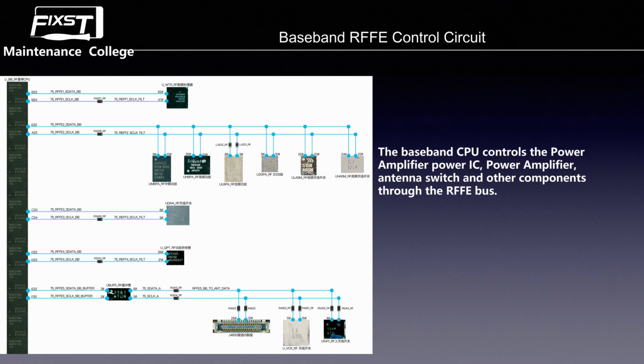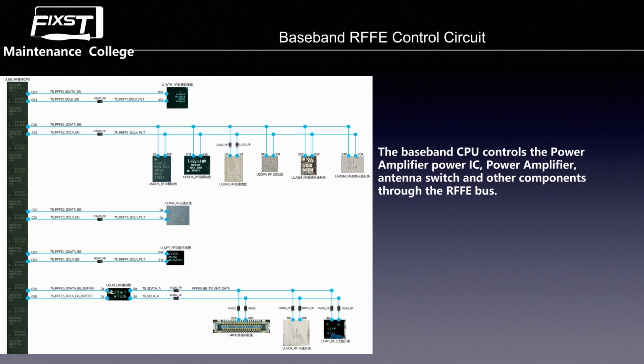And those is the baseband RFFE control circuit. The baseband CPU uses the RFFE control lines to check the quality of the signal components. If one of those signal components has some problem, the baseband CPU will not work, and it will also cause the signal to sometimes be there, sometimes not.